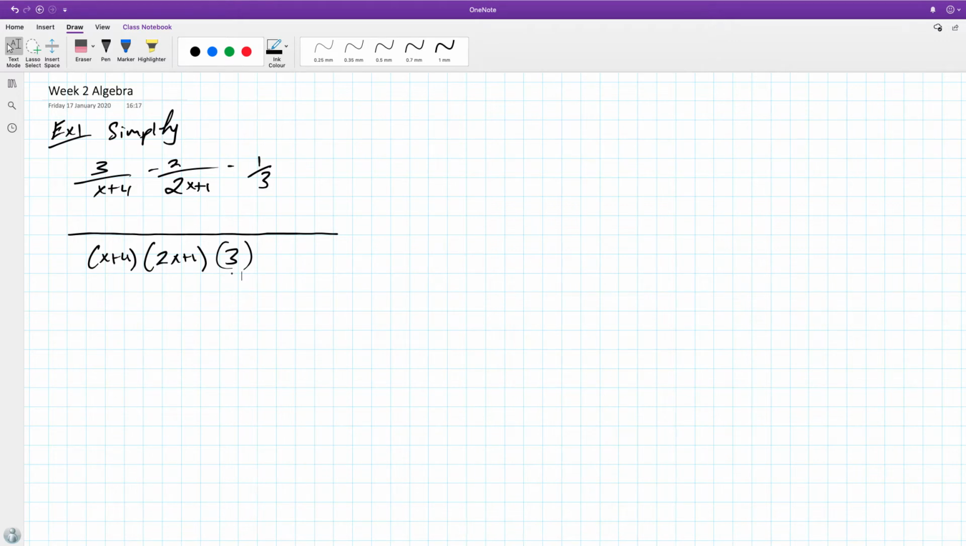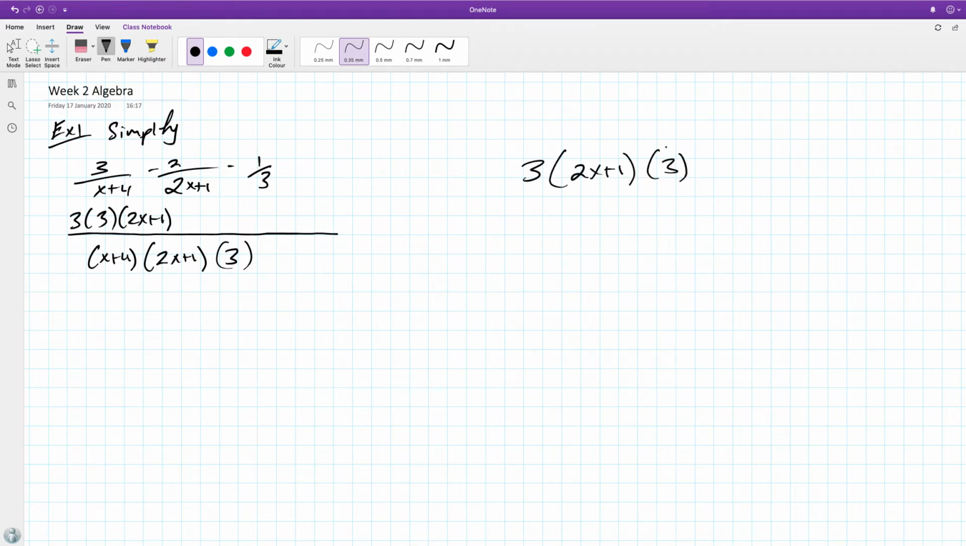Right, let's have a little look at it all then. We have x plus 4, 2x plus 1, and 3. Right, as I said, divide x plus 4 into that. That means we're covering that, and we're left with 2x plus 1 and 3. So you say 3 times 2x plus 1. Little hint with this: don't say, for example, 2x plus 1 times 3.